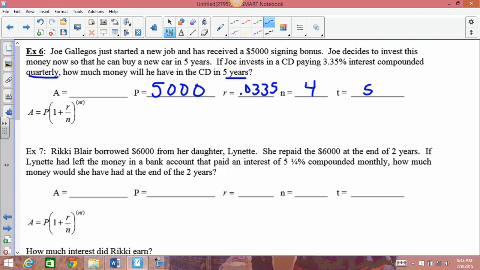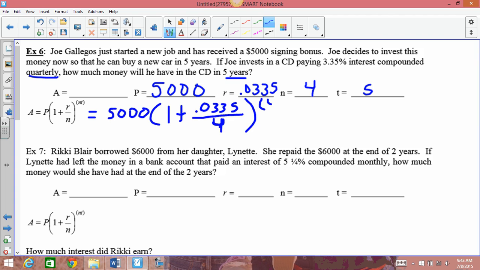So here, I don't know my final amount in my account, I'm solving for A. So I plug in for my P, 5,000, parentheses, 1 plus my rate, 0.0335, divided by my N, which is 4.